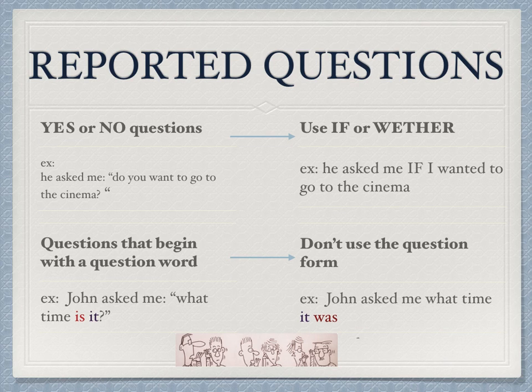What happens for the questions beginning with a question word? My example is, John asked me, "What time is it?" Question form is the verb first and the subject afterwards. When I report the question, as you can see, there's no question mark. That's a point to be careful about. And "John asked me what time it was" is the reported question. So once again, I don't use exactly the same words and in the same order, because this is no more a question. It becomes an indirect question.